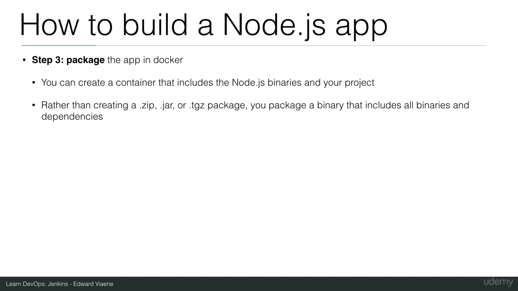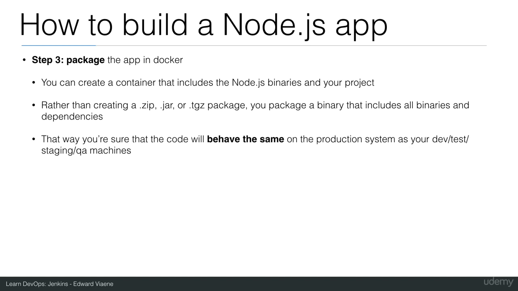itself. That way, you are sure that the code will behave the same way on the production system as on your dev, test, staging, and QA machines. It gives you a closer development and production parity. What runs on development should also run in the same way on production.